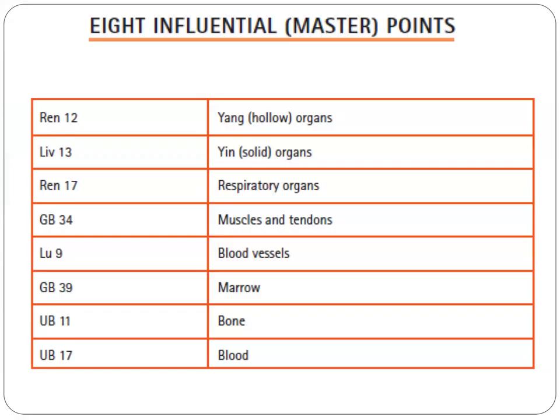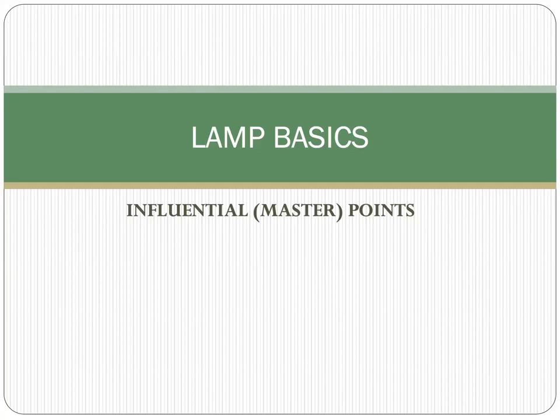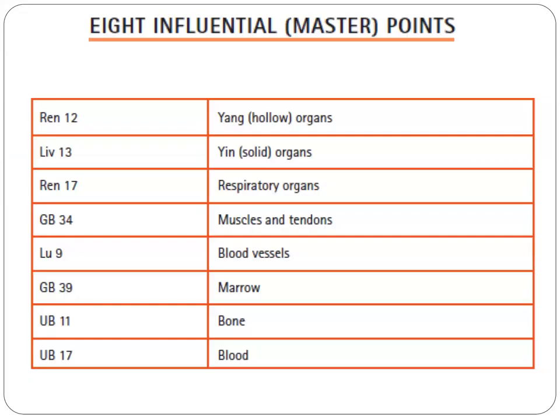Now let's talk about influential points, the master points. 8 influential or master points. REN 12 is for yang or hollow organs. REN 13 for yin and solid organs, yin or solid organs. REN 17 for respiratory organs.